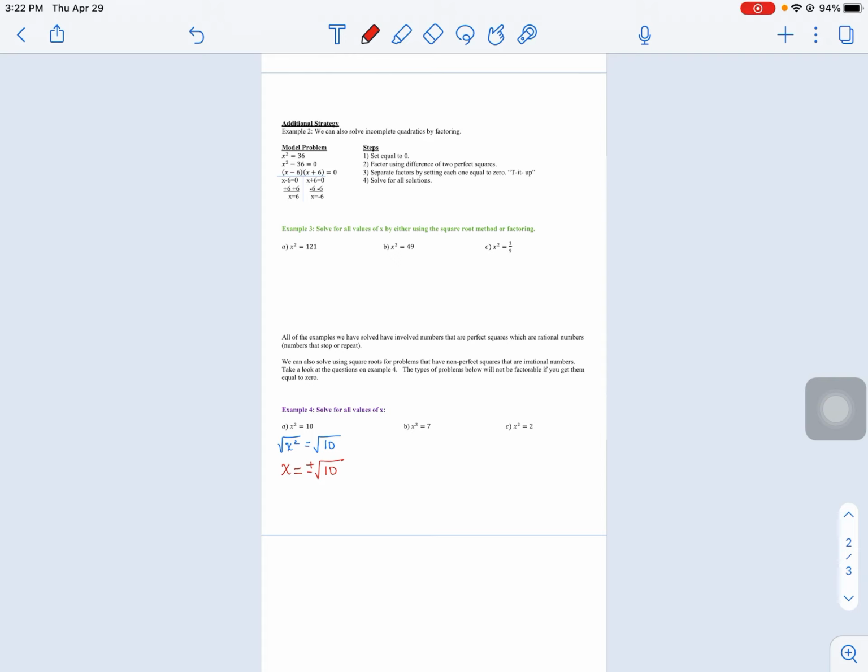You could do that for homework, or you could do that in class today. And then at the end of the period, I'm going to post the answer key to this lesson, so you can make sure you have your answers correct.